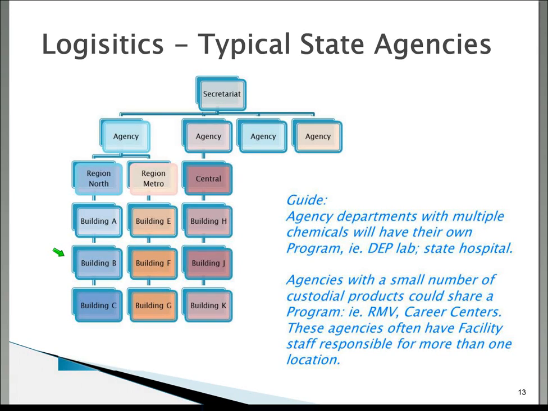But you might look at smaller agencies that are mostly office-based. They don't have lots of hazardous chemicals. I'm picturing a career center where I am housed, or the Department of Motor Vehicles. It might make sense to have one central program, and then in the appendix list each building separately so that we know that they're covered. Having one central program might work really well if you've got a facilities department that rotates through all of those buildings and is responsible for more than one building. So we do want to make the logistics work for you and make sense for the way that you're organized.